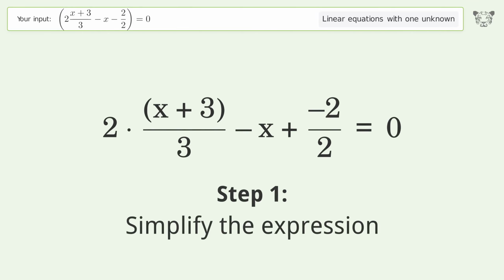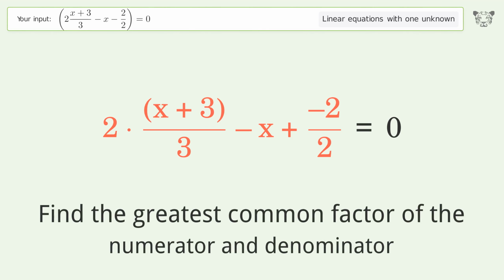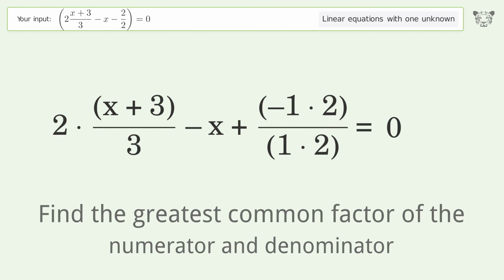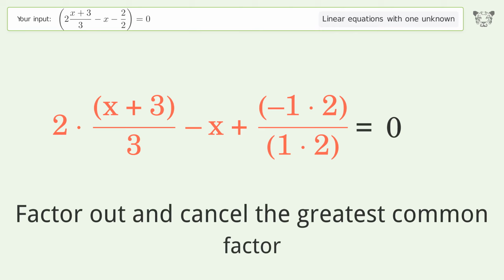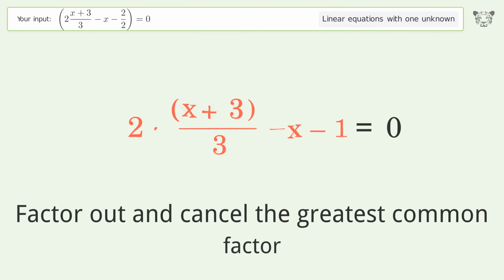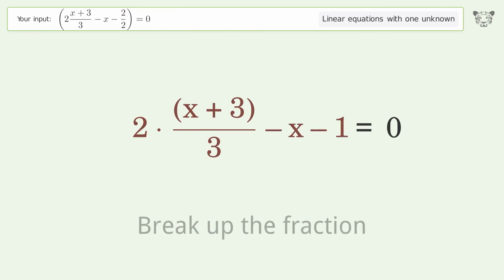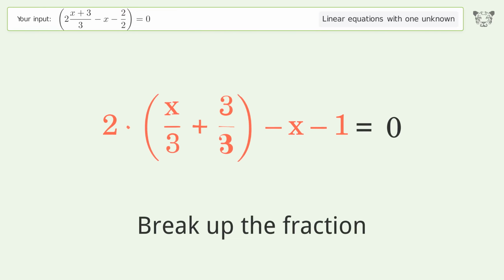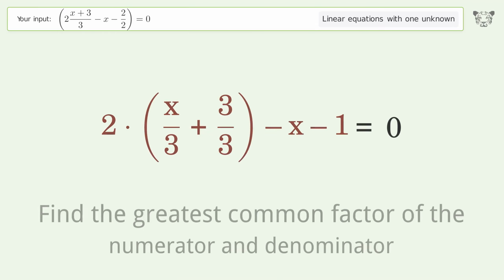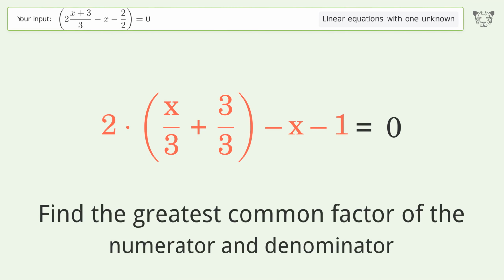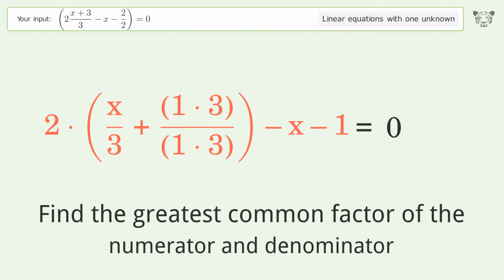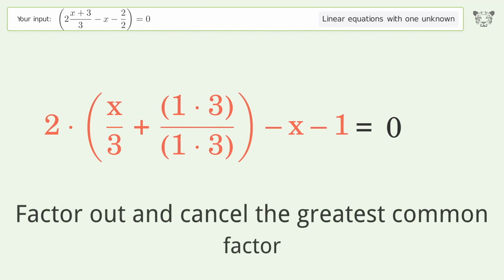Simplify the expression. Find the greatest common factor of the numerator and denominator. Factor out and cancel the greatest common factor. Break up the fraction. Find the greatest common factor of the numerator and denominator. Factor out and cancel the greatest common factor.